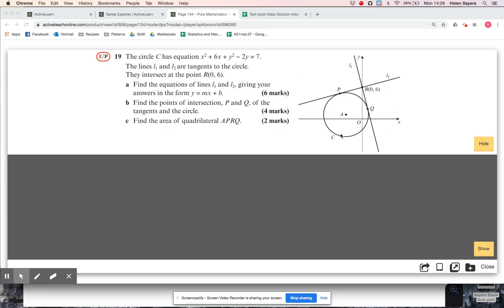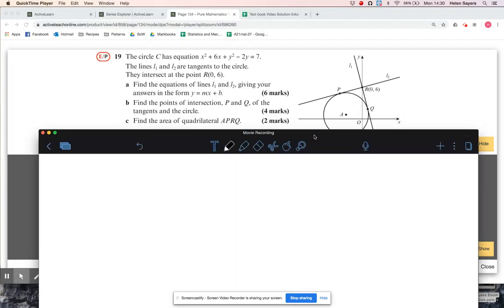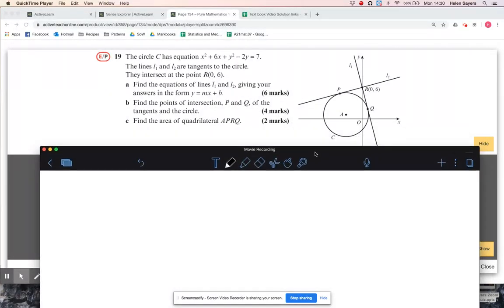They start us off with an equation of a circle. It's in its expanded form, but all the information is there. And then we've got two lines which are both tangents, and we're told that they both go through the point (0, 6). Okay, so part A, we want the equation of those two lines.